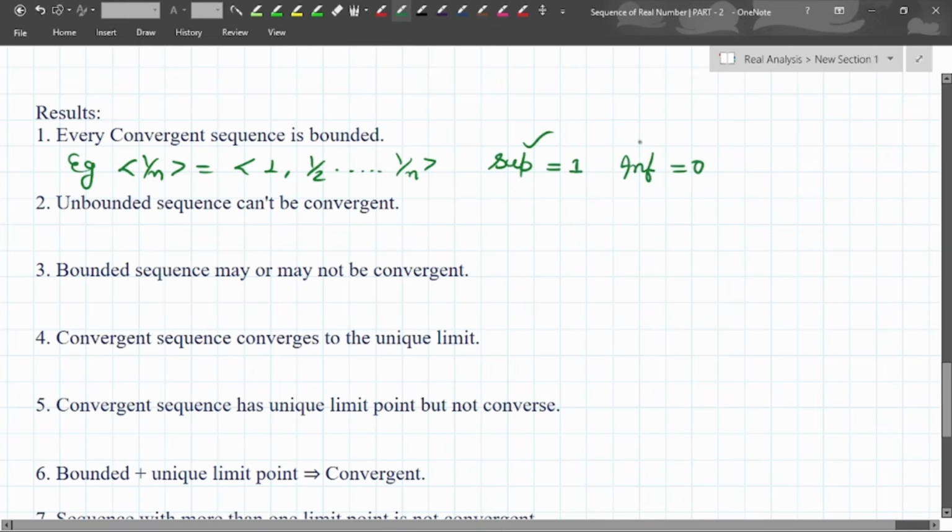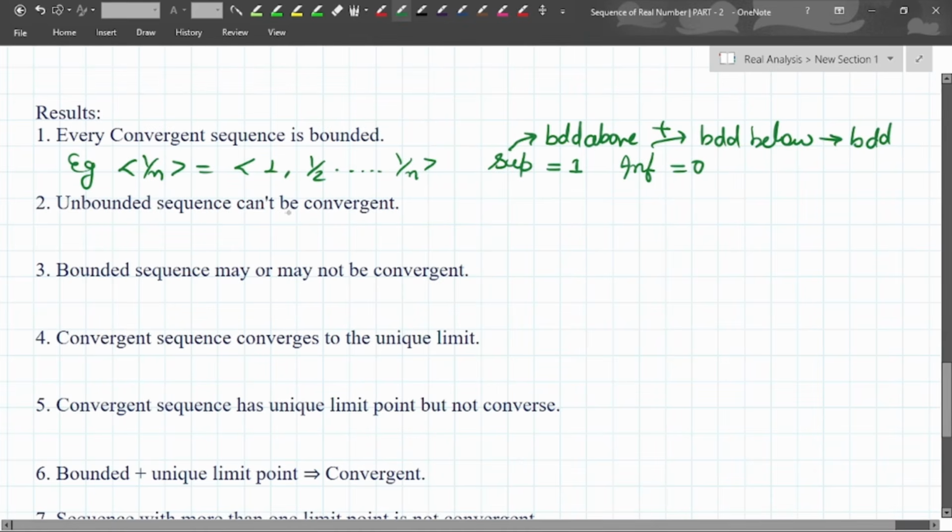If supremum and infimum both exist, it means my sequence is bounded above and bounded below. If these both exist, bounded below plus bounded above implies that my sequence is bounded. We know that 1 by n is a convergent sequence, as we have seen in the example.